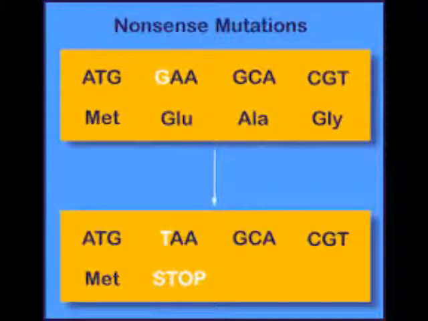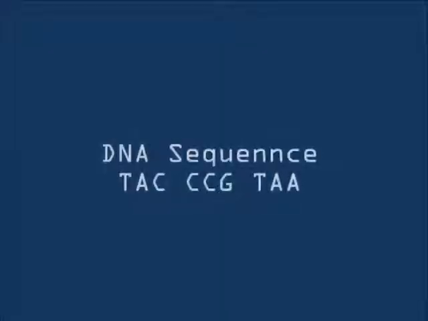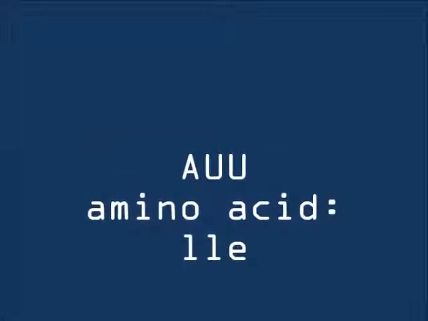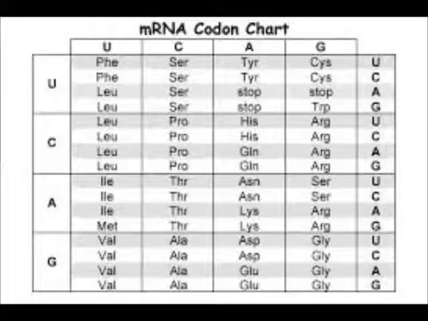Nonsense mutation is when there is an abrupt stop in the amino acid sequence. A missense mutation is when the single base change in the DNA sequence results in creating a codon for completely different amino acids. For instance, the DNA sequence would be TAC, CCG, TAA, but the codon would be AUG, GGC, UUU. If TAA were translated correctly, it would have been AUU, and its amino acid would have been isoleucine, or the codon ILE. But because of that single base change, the amino acid is now phenylalanine, or PHE.